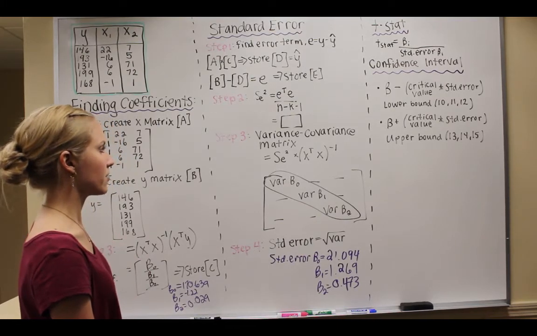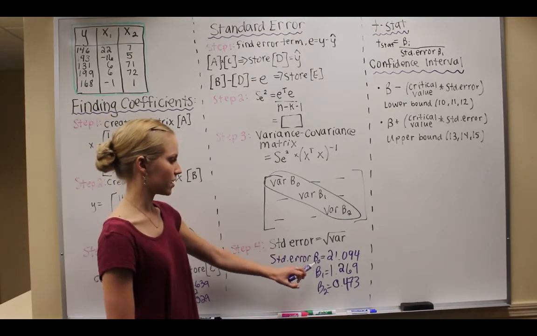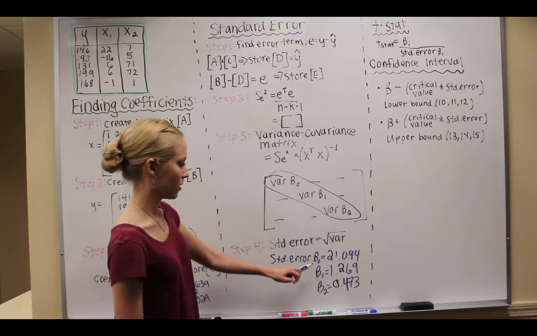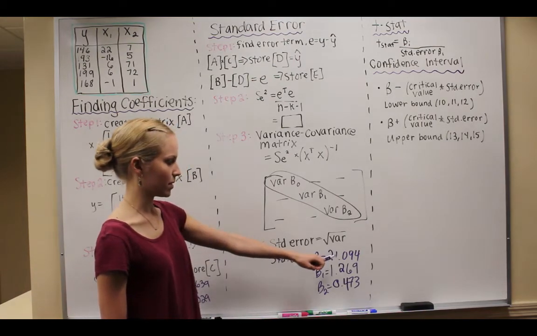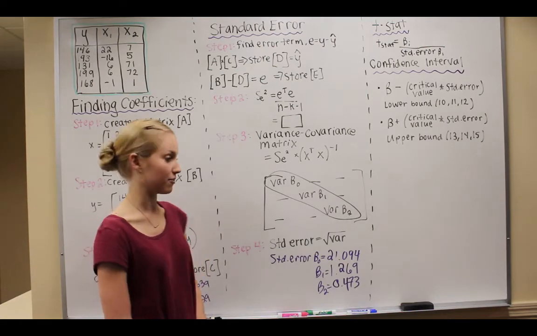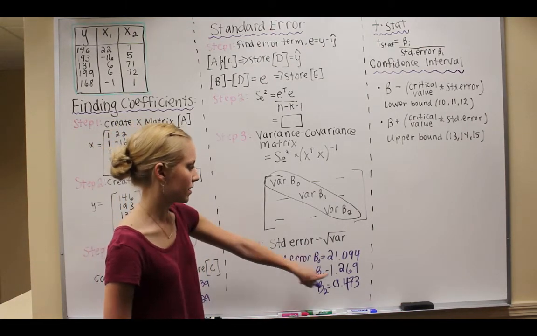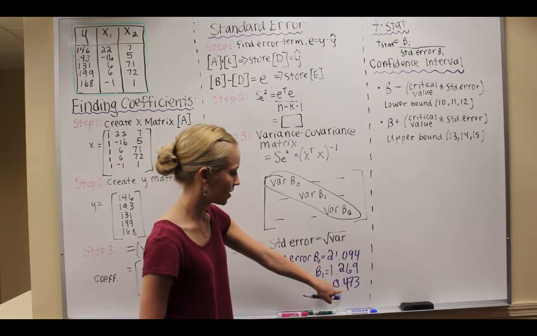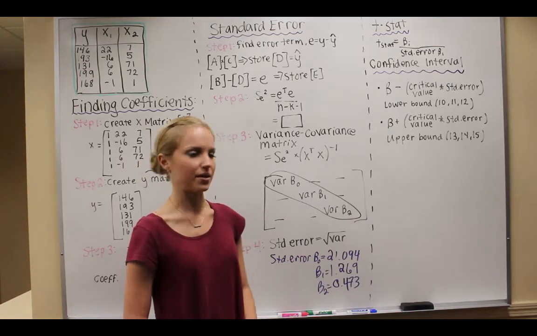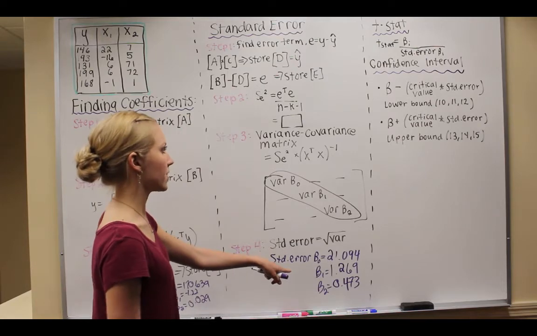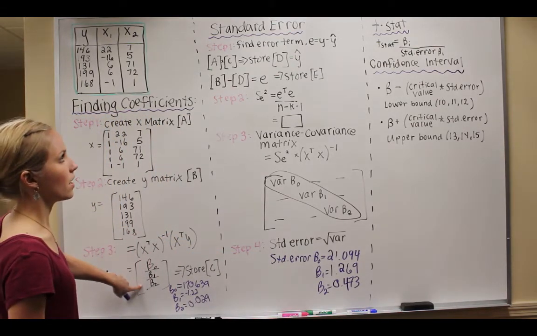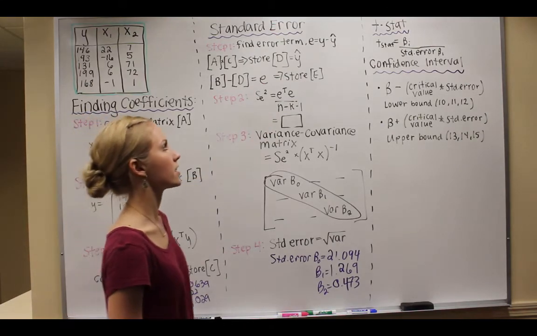Okay, so if we show the results that you should be getting from the calculator as I just demonstrated, for beta naught, your standard error should be 21.094. For beta 1, it's 1.269, and for beta 2, it's 0.473. So using these values and the values we calculated earlier, we can then calculate our test statistic.